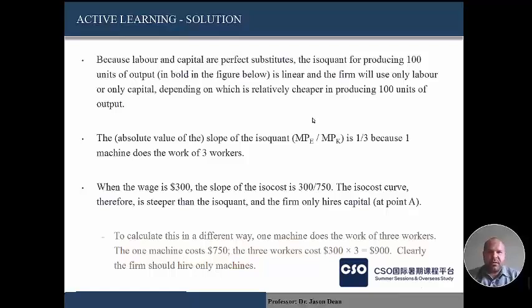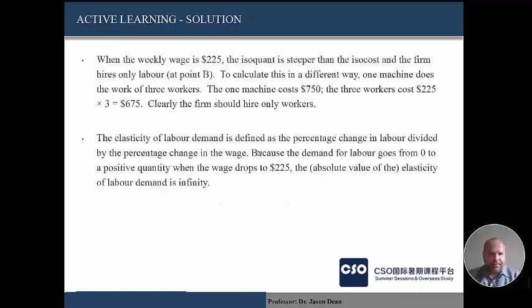Next, here is just an explanation of the solution that we went through. Just to finish up, the elasticity of labor demand. Remember, it asked about the elasticity in part C. Well, the elasticity of labor demand is the percentage change in the quantity demanded of labor divided by the percentage change in the wage.